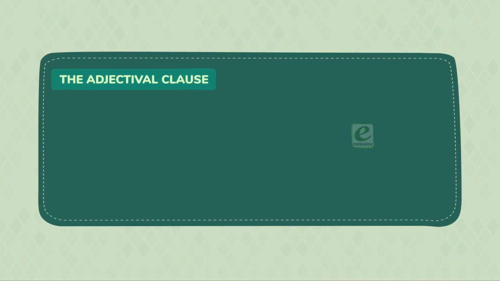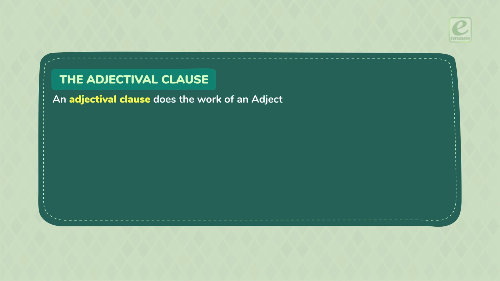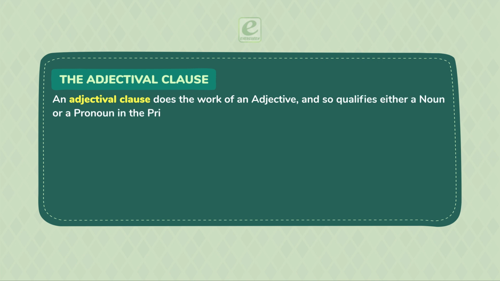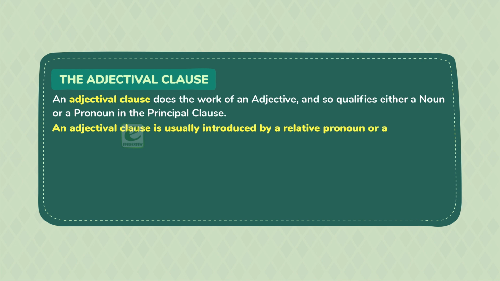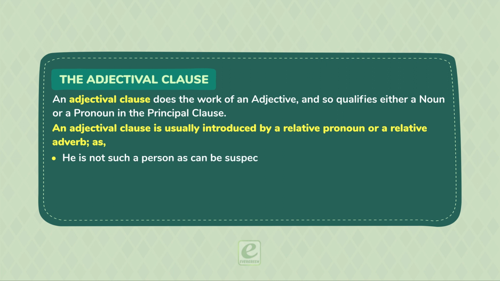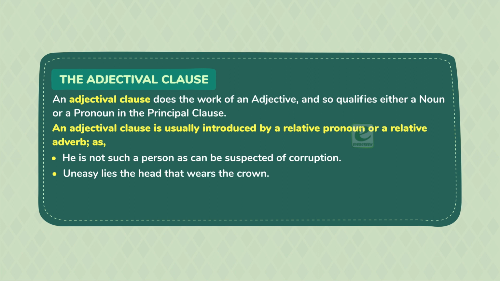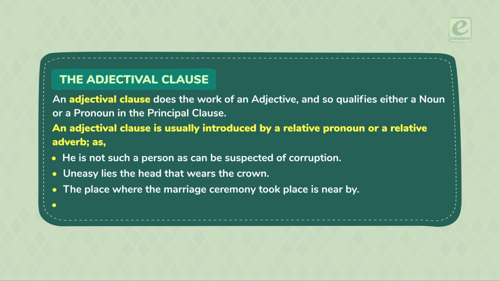The adjectival clause. An adjectival clause does the work of an adjective and so qualifies either a noun or a pronoun in the principal clause. An adjectival clause is usually introduced by a relative pronoun or a relative adverb, as: He is not such a person as can be suspected of corruption. Uneasy lies the head that wears the crown. The place where the marriage ceremony took place is nearby. This is the same story as I heard last year.